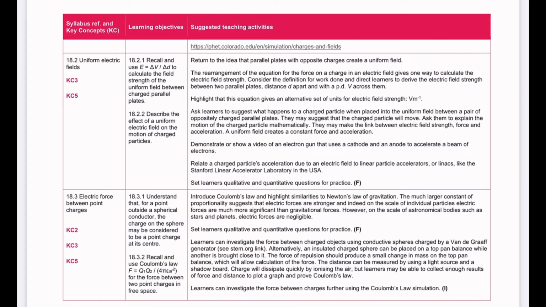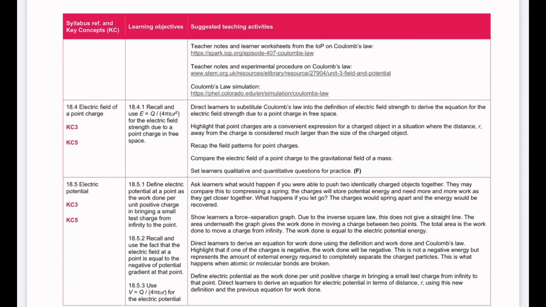Key concept. 18.3. Electric force between point charges. 18.3.1. Understand that for a point outside a spherical conductor, the charge on the sphere may be considered to be a point charge at its center. 18.3.2. Recall and use Coulomb's law, F = Q₁Q₂/(4πε₀r²), for the force between two point charges in free space.